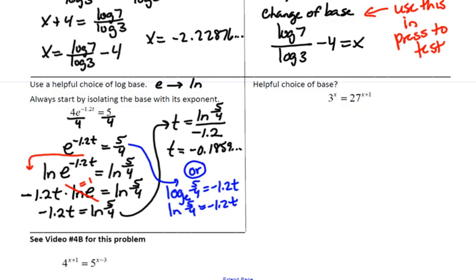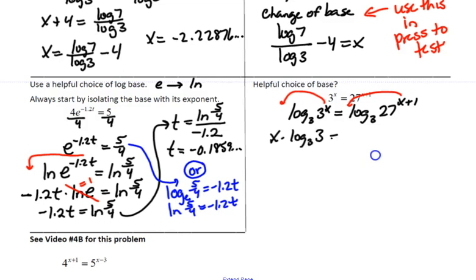Okay, our last example in this video is a helpful choice of base. In this case, I noticed that 3 and 27 are both powers of 3, so I'm going to use log base 3, because that's going to simplify things. So if I take log base 3 of 3 to the x equals log base 3 of 27 to the x plus 1, and then I use the power property to bring the exponent out front, I have x times log base 3 of 3 equals x plus 1 times log base 3 of 27.